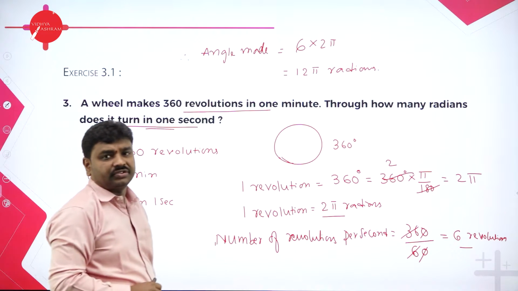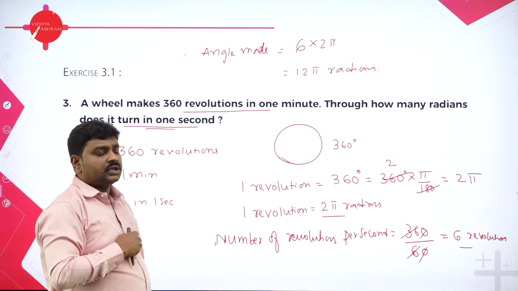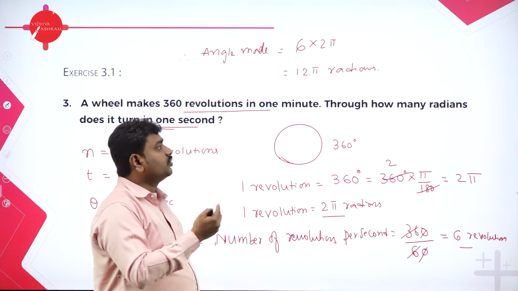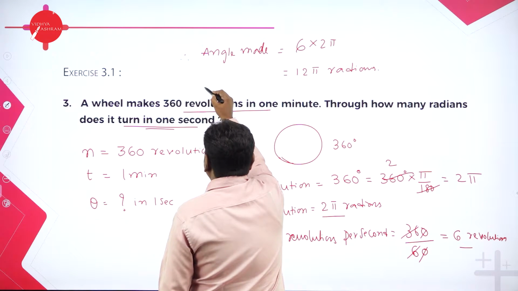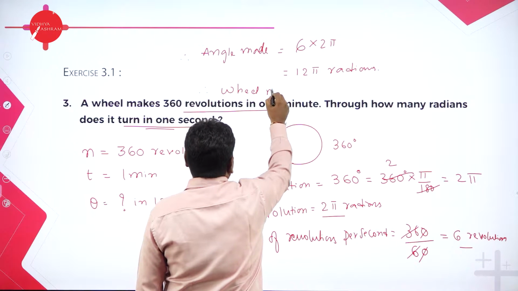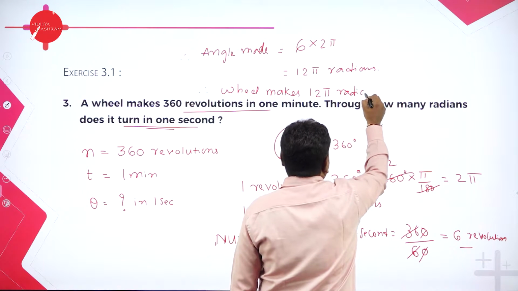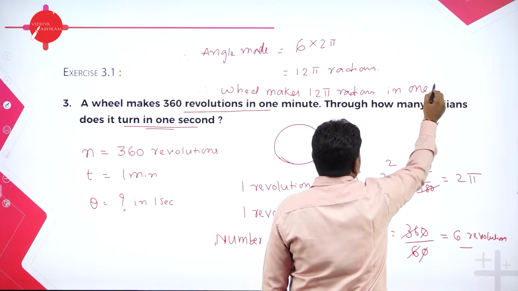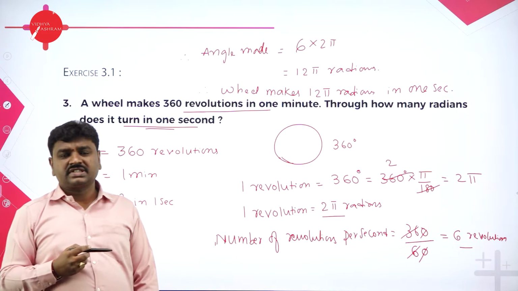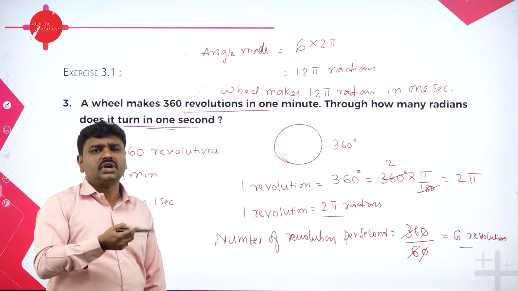I hope all of you understood this. So now in one revolution it will make 2 pi radians. So now 6 revolutions is what? 12 pi radians in 1 second. So therefore the wheel makes 12 pi radians in 1 second. I hope all of you understood. So one revolution is 360 degrees. 360 degrees means 2 pi. 2 pi is one revolution. We have 6 revolutions. 6 2s are 12 pi. That's it.